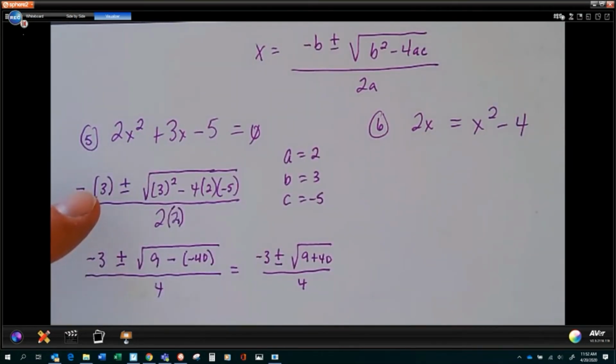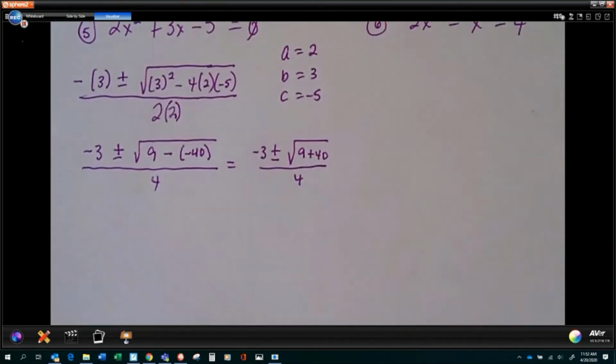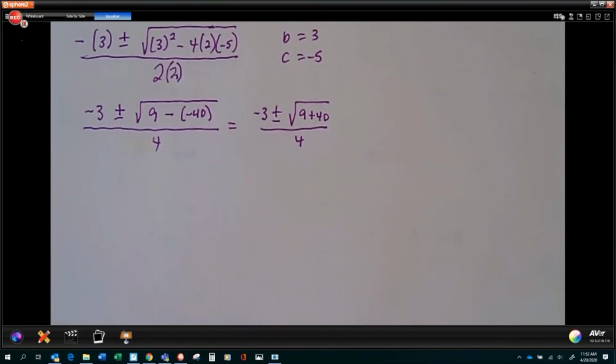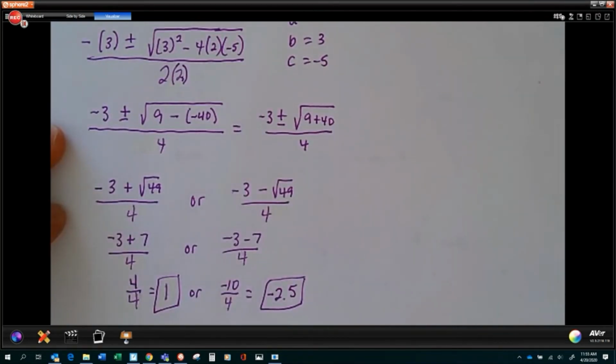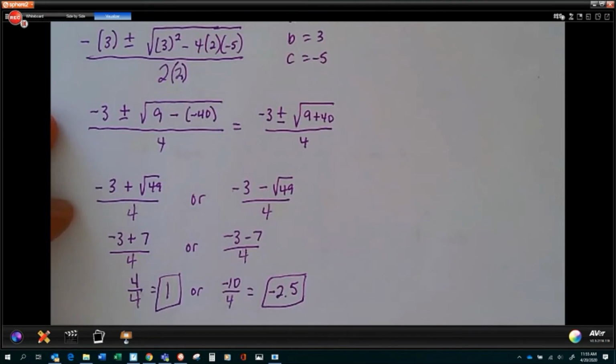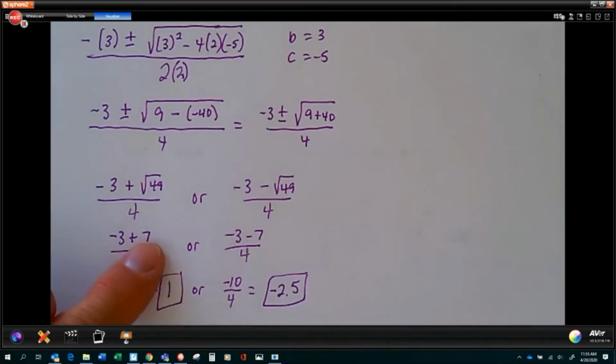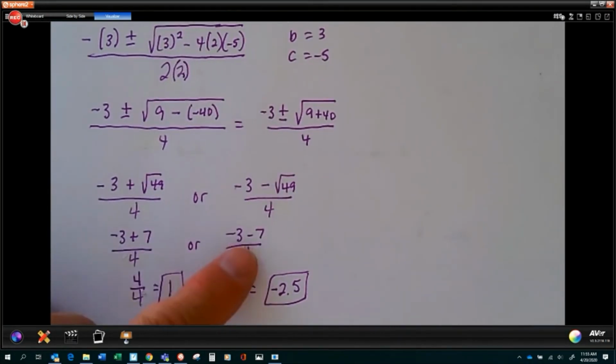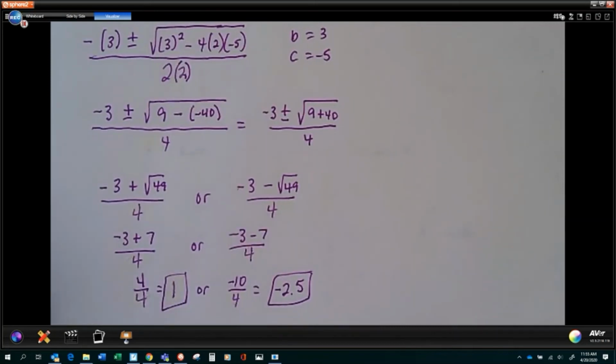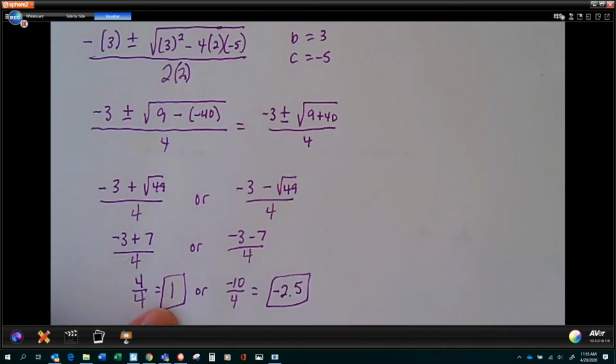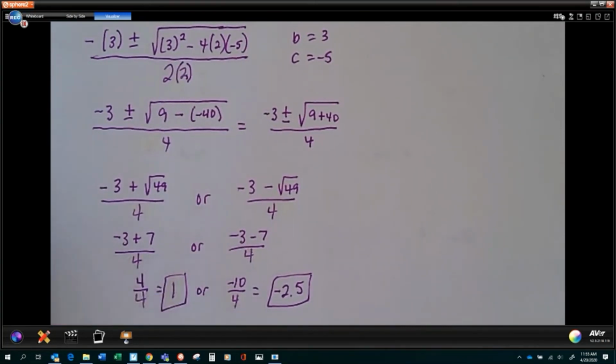Here's the first substitution, the first simplification, second simplification. Now I just need to do 9 plus 40. I've got the square root of 49 now. So now I'm going to move this up and continue simplifying. Square root of 49 becomes 7. So I got negative 3 plus 7, or negative 3 minus 7, all divided by 4. And my solutions are going to be 1 or negative 2.5.